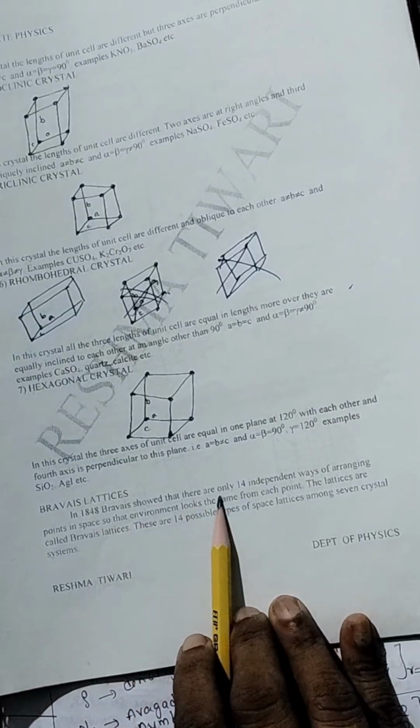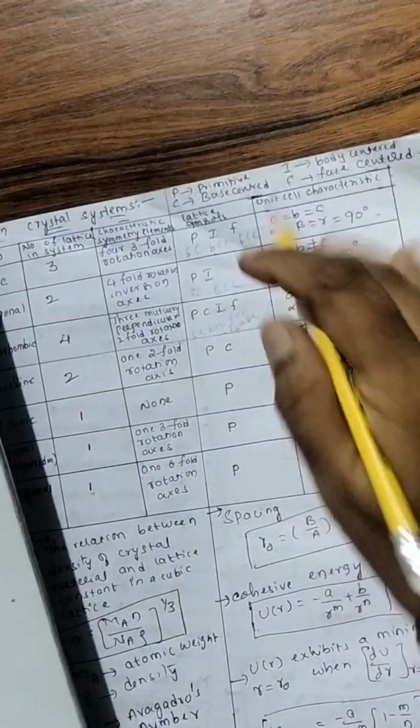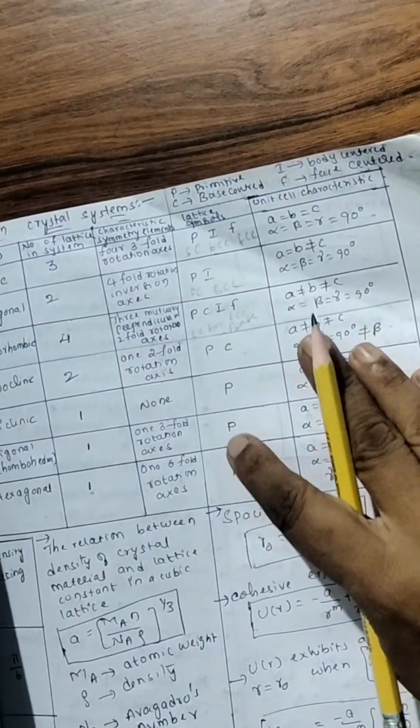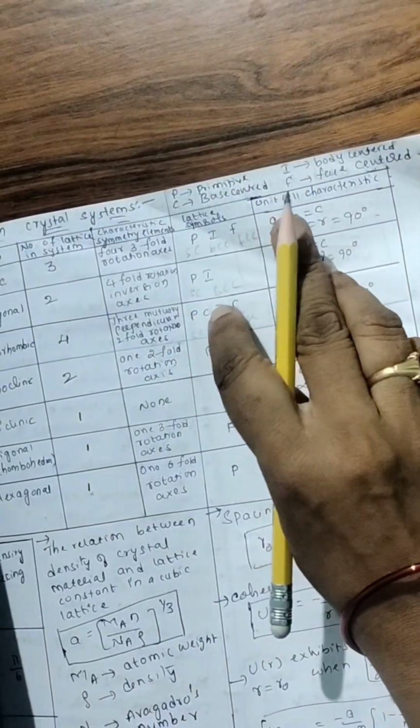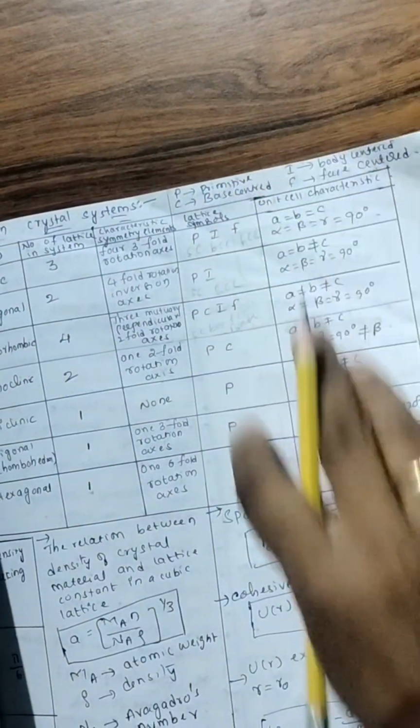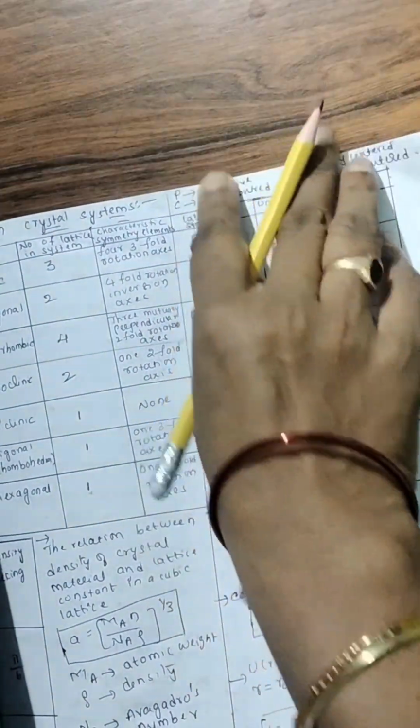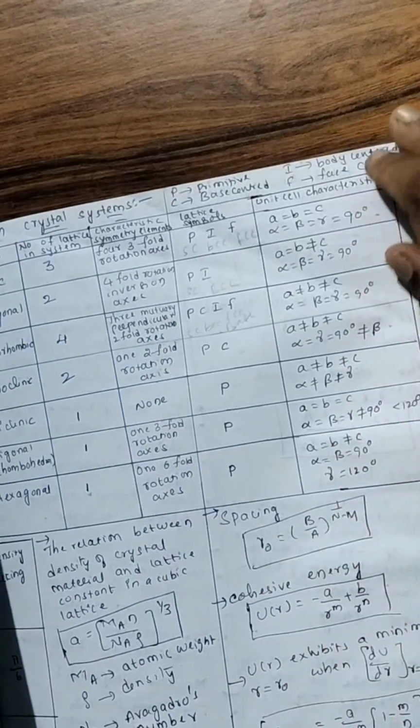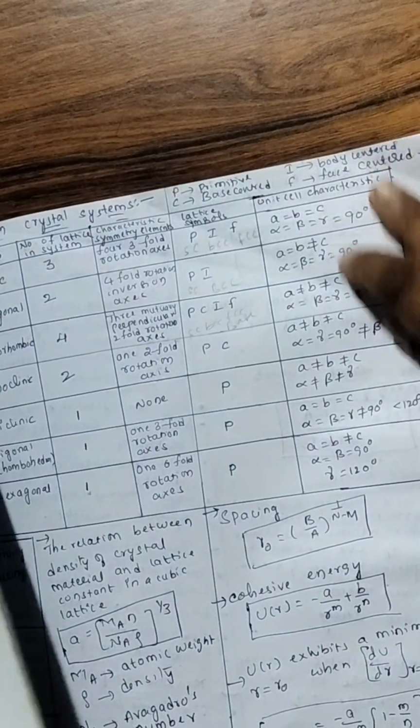Bravais lattices. Bravais lattices means, in 1848, Bravais showed that there are 14 independent ways of arranging these 7 crystal systems. Let us see the 14 possible ways. This only: 1, 2, 3, 4, 5, 6, 7, 8, 9, 10, 11, 12, 13, 14. The 14 possible ways of arranging 7 crystal systems, we call it as Bravais lattices.